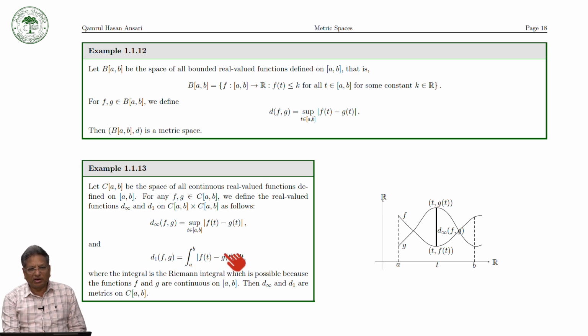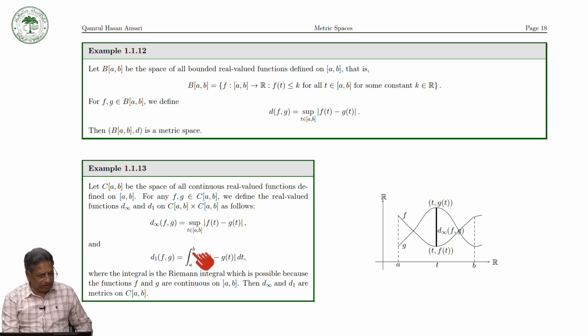Now what does it mean? The meaning is that the distance between f and g is the longest distance between these two functions. So suppose this function is your f function and this function is your g function, then this is the longest distance between these two functions. This distance is the distance between f and g.